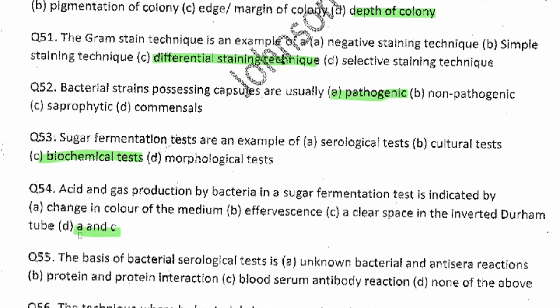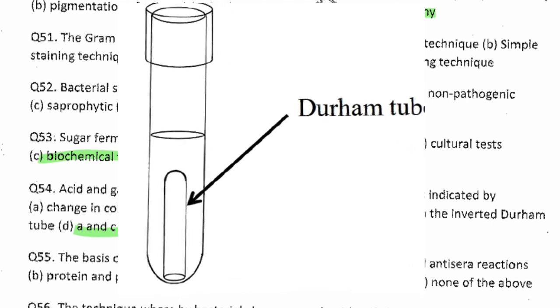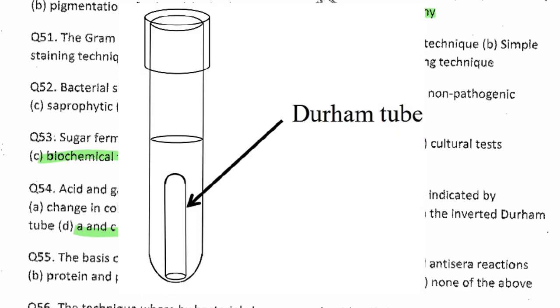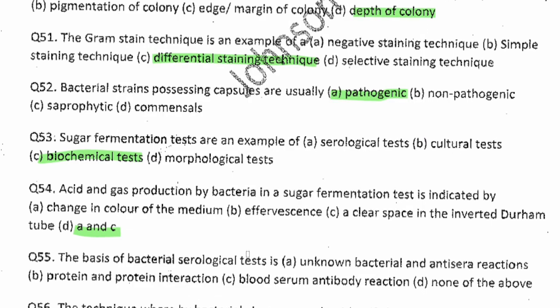So the presence of acid and gas can be shown with a change in color of the medium, and a clear space in the inverted Durham tube. Durham tube is used for this test. Question number 55. Are we making progress?